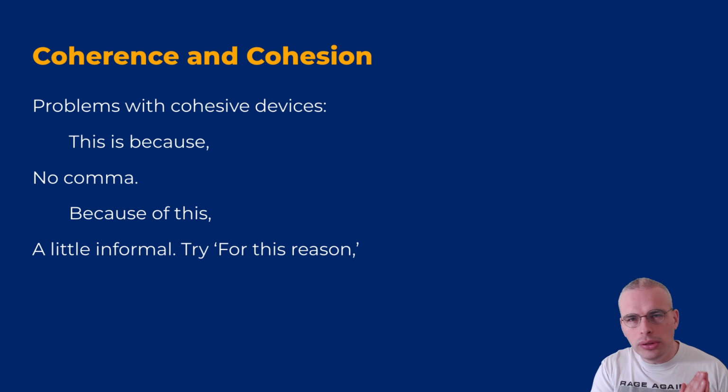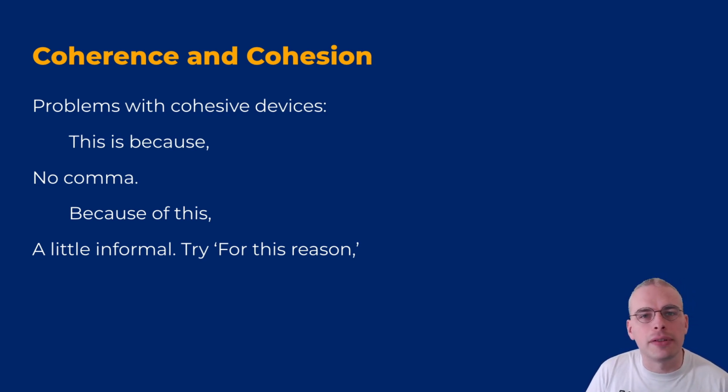Okay, now we can also see some problems with how cohesive devices have been used in this essay. So we have "This is because," and Nelson's put a comma after this as if it's a cohesive device. This is actually the subject of the sentence, so we don't need to put a comma after that. They've also used "because of this," and I think this is a little bit informal for IELTS writing. I would say something along the lines of "for this reason," which is basically just saying what the consequences of something are. So that's a really useful one you can use, but it's a bit more formal than "because of this."